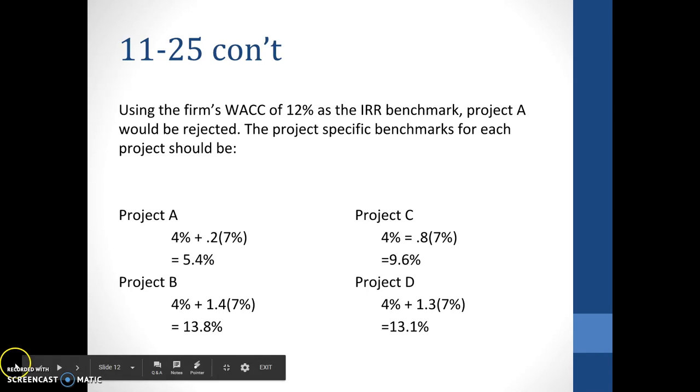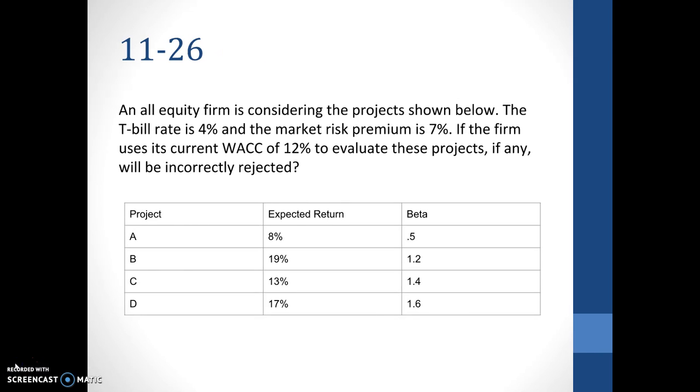Now moving on to problem 26. This is an all-equity firm, very similar to the one in 25. The T-bill rate is 4%. The market risk premium is 7%. The firm-wide WACC is 12%. And this is all being used to evaluate the projects. So again, project A, we see an expected return of 8%, project B 19%, C 13%, and D 17%, with their respective betas calculated there.